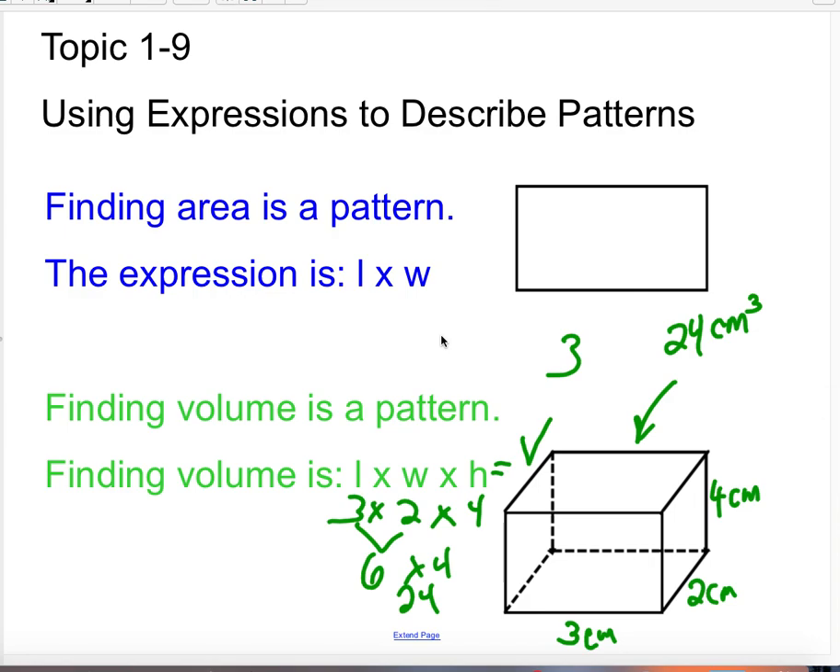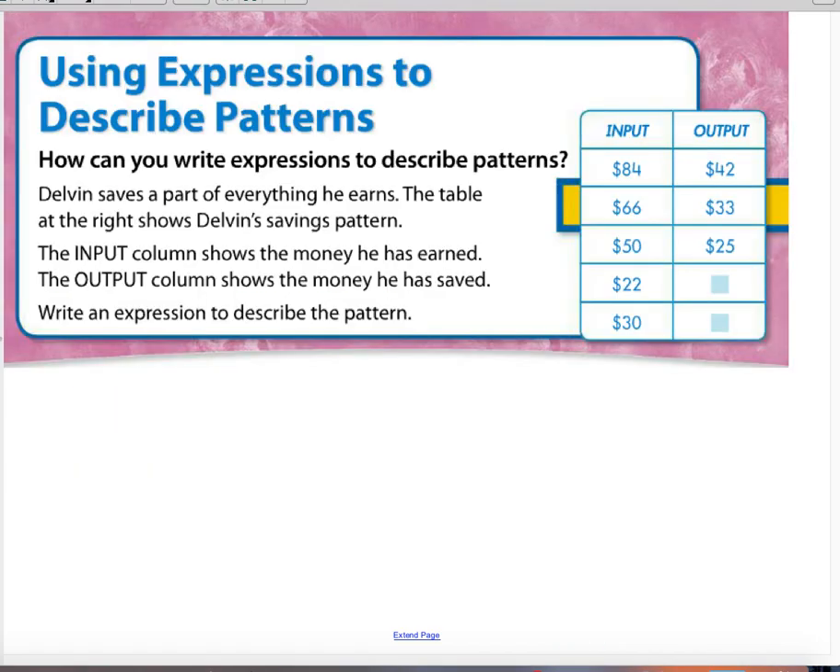And so that's what we're talking about, is finding patterns and then writing expressions so that we can apply those expressions to many different but very similar experiences. Okay? So let's take a look at what we have in the book, using expressions to describe patterns. It tells us, how can you write expressions to describe patterns? They give us an input-output table.